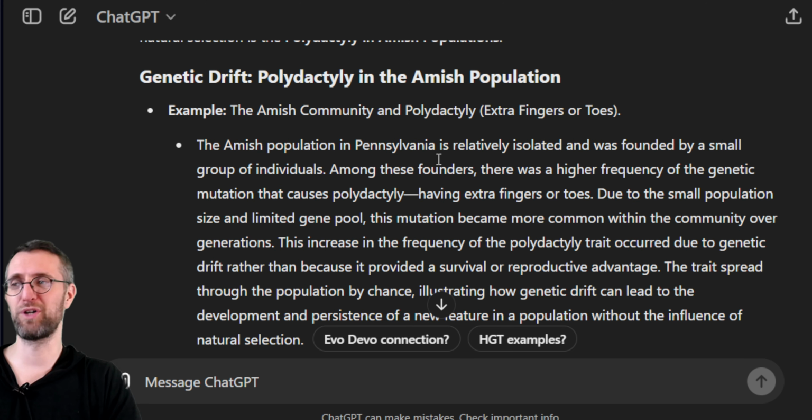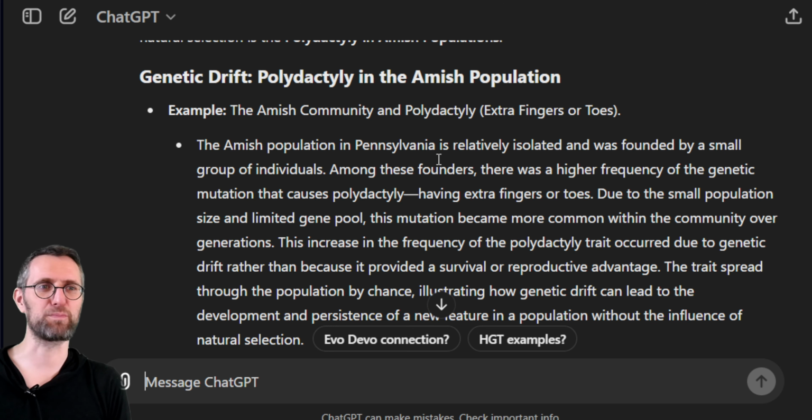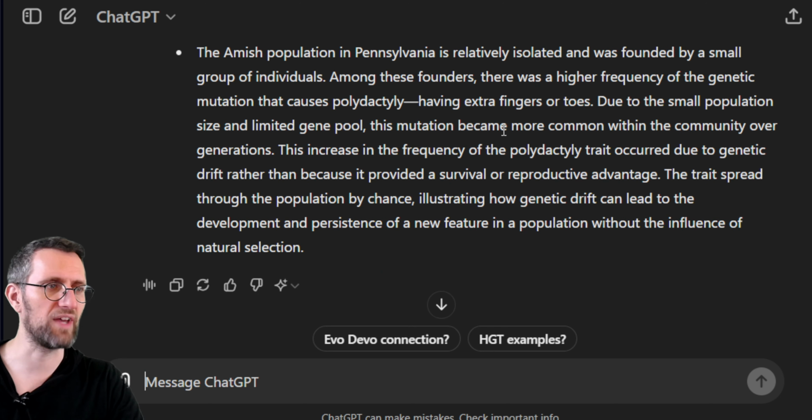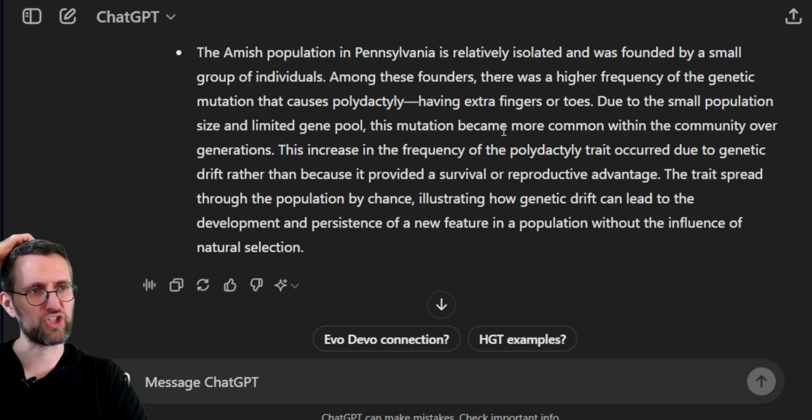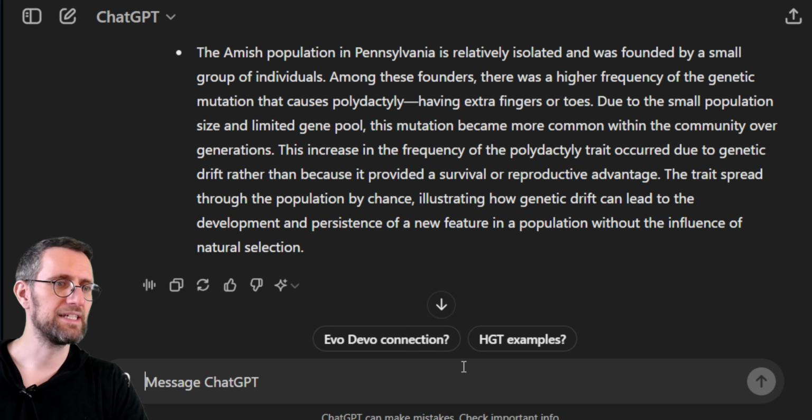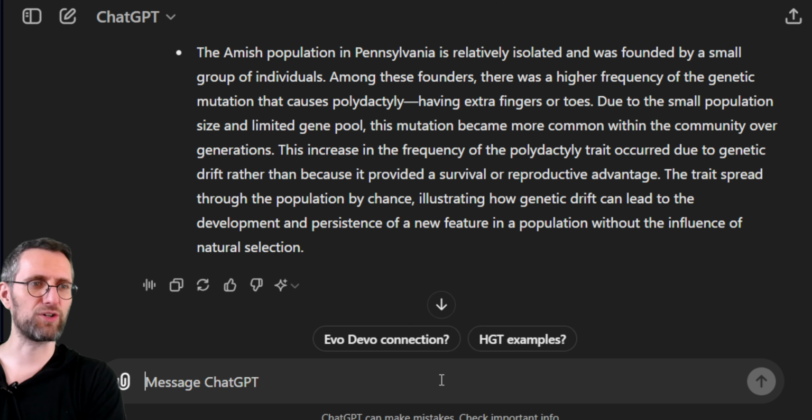Okay, here we have a crazy example. I wonder whether that is true. Polydactyly in the Amish population. The Amish population in Pennsylvania is relatively isolated and was founded by a small group of individuals. Among these founders, there was a higher frequency of the genetic mutation that causes polydactyly, having extra fingers or toes. Due to the small population size and limited gene pool, this mutation became more common within the community over generations. This increase in the frequency of the polydactyl trait occurred through genetic drift rather than because it provided a survival or reproductive advantage. The trait spread through the population by chance, illustrating how genetic drift can lead to the persistence of a new feature in a population.